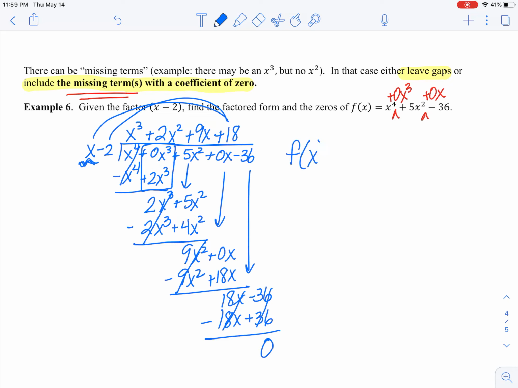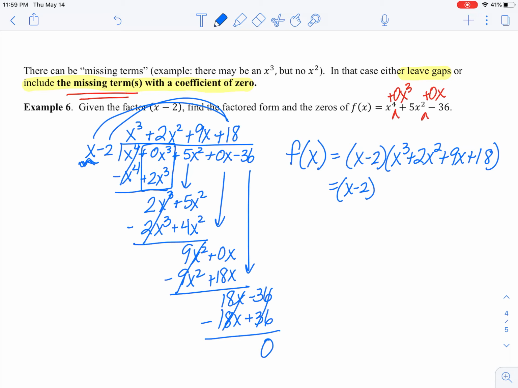More importantly, we now know that the divisor x minus 2 times our quotient, which is x to the third plus 2x squared plus 9x, is equal to that dividend f of x. And it started the factoring process. Our next step is to factor the quotient further if we can.